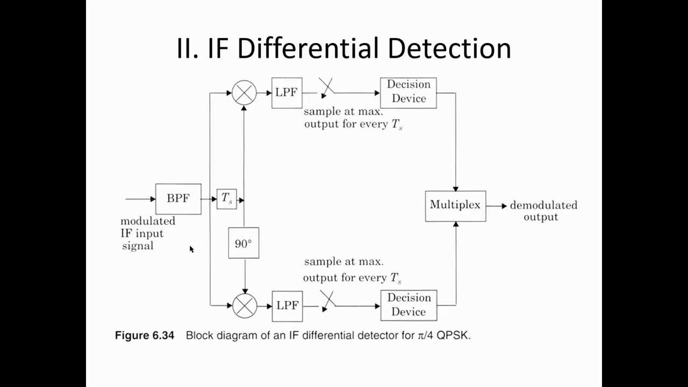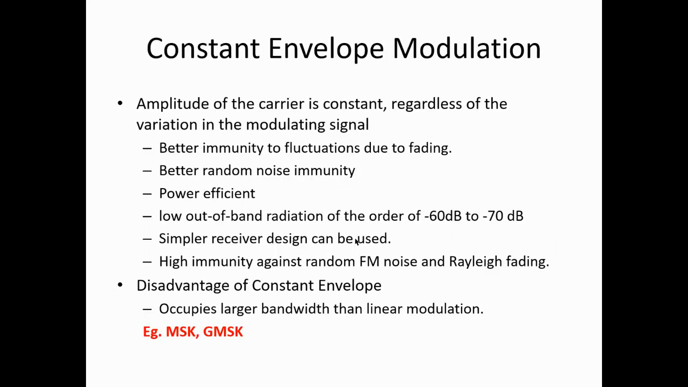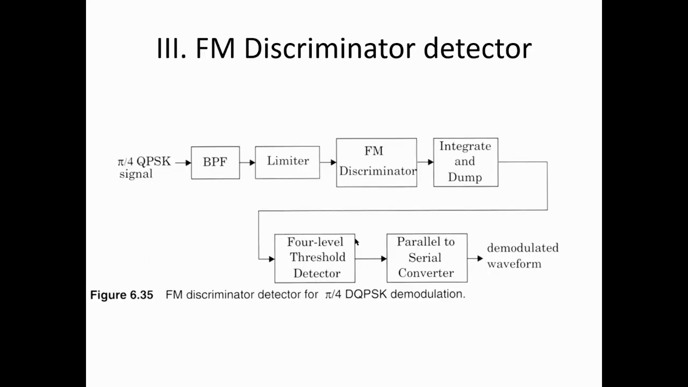baseband differential detection. Same, the decision will decide whether the received bit is 1 or 0, and finally these two in phase and quadrature phase components are multiplexed at the demodulated output. Okay, this is the second method of demodulation. And then the third method of demodulation is FM discriminator detection.